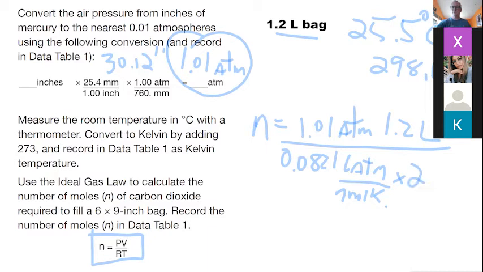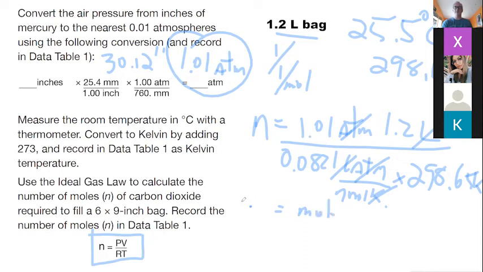And our temperature is 298.65 K. So our kelvins cancel, our liters cancel, our atmospheres cancel, and we're left with 1 over 1 over moles. So what is 1 over 1 over moles? Moles. It's just moles, right? So we're left with moles. So whatever number this is after all of our calculation, we know the unit's going to be moles.